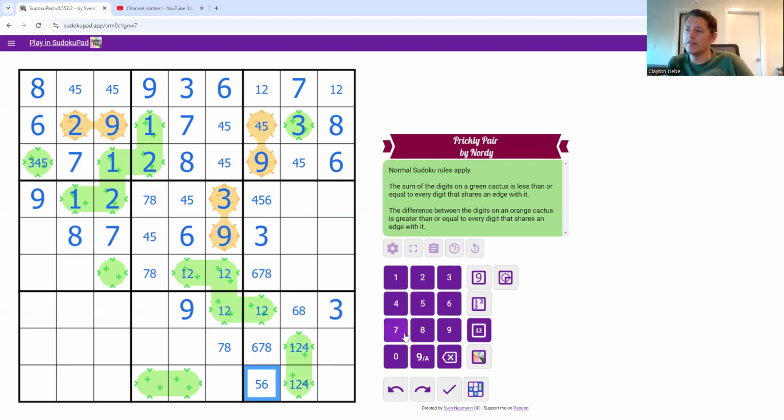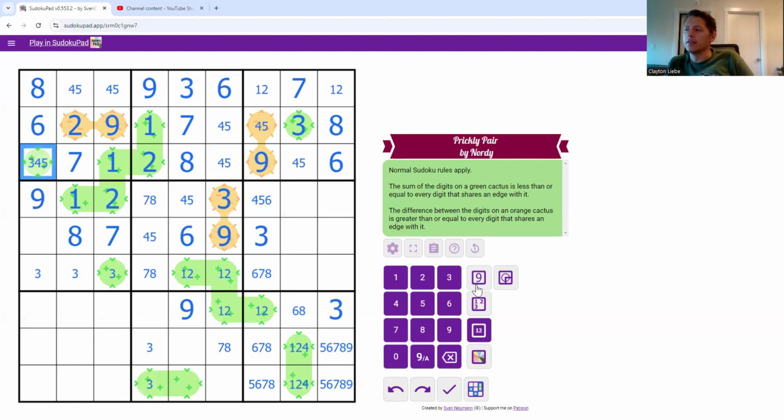5, 6, 7, 8, 9. Okay. Very cool. This digit here just has to be lower than all of these. Okay. Not terribly useful yet. We do know there's a 3 somewhere down here. We know there's a 3 somewhere over here. And then we don't know much else.